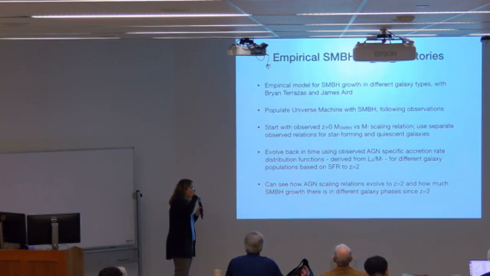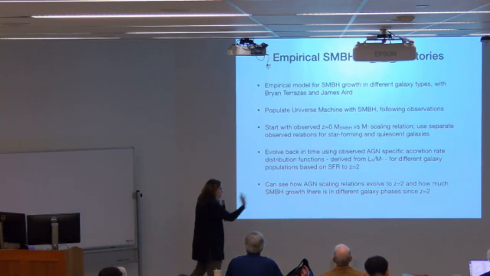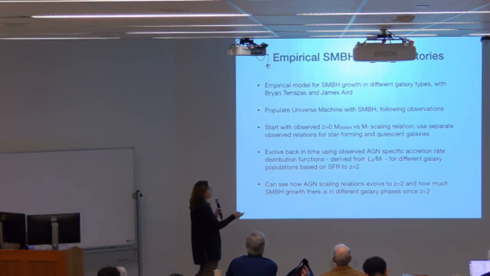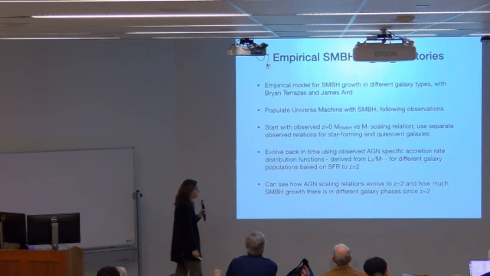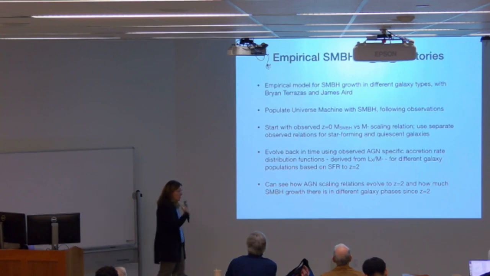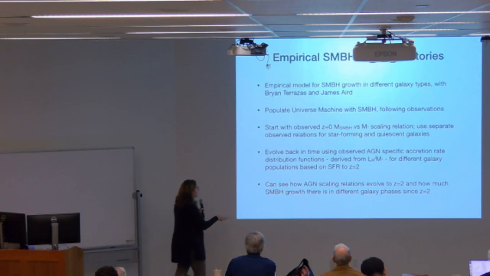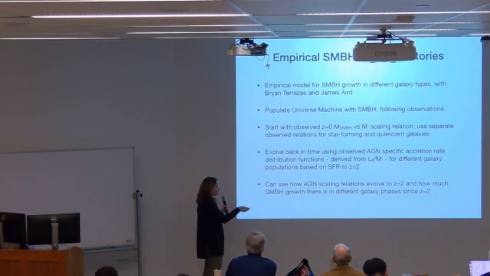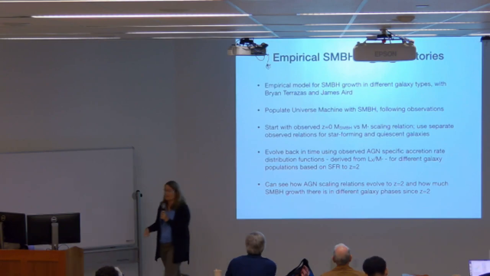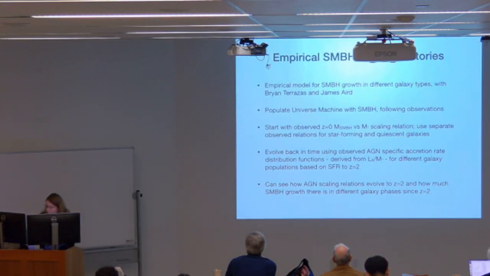Then we start at redshift 0 with observation. Then we evolve back in time using the observed AGN specific accretion rate distribution function, which is basically the X-ray luminosity relative to the stellar mass of the galaxy for AGN for different galaxy populations based on stellar mass, redshift, and star formation rate out to redshift 2. And then we can see how the AGN scaling relation should evolve to redshift 2 and how much black hole growth there is in different galaxy phases since redshift 2.